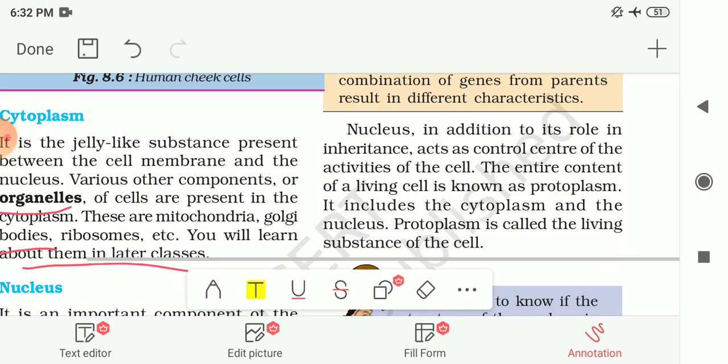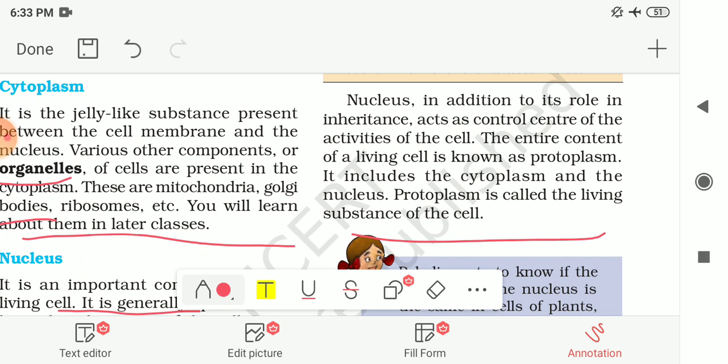In addition to its role in inheritance, the nucleus also acts as the control center of the activities of the cell. It is the control center of all the activities happening in the cell. The entire content of the living cell is also known as the protoplasm, and it includes the cytoplasm and the nucleus. The combination of cytoplasm and nucleus is known as the protoplasm, and this protoplasm is called the living substance of the cell.